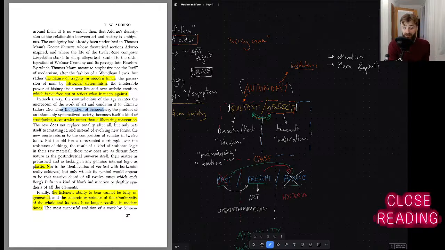Thus, the system of Schoenberg, and this is atonality, the product of an inhumanly systematized society, becomes a kind of straitjacket, a constraint rather than a liberating convention. The listener's ability to hear cannot be fully regenerated, down the bottom here. The concrete experience of the simultaneity of the whole and its parts is no longer possible in modern times. So this is what Jameson is regretting. The dialectical perception of society is no longer possible in modern times.